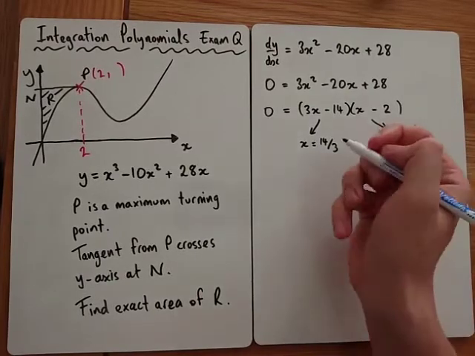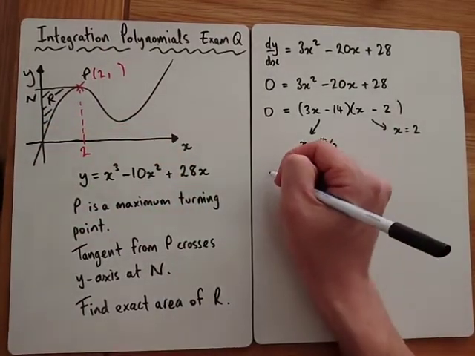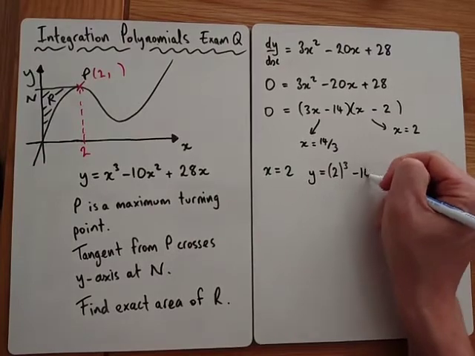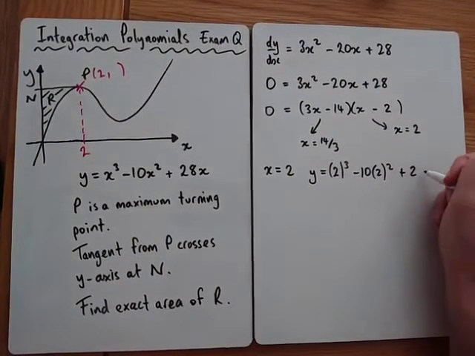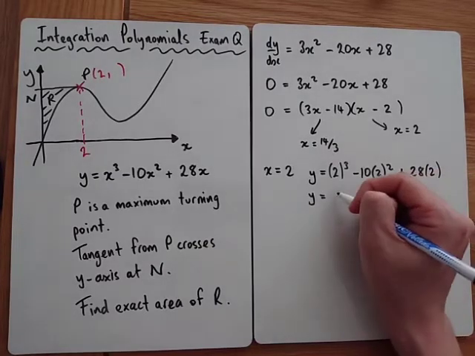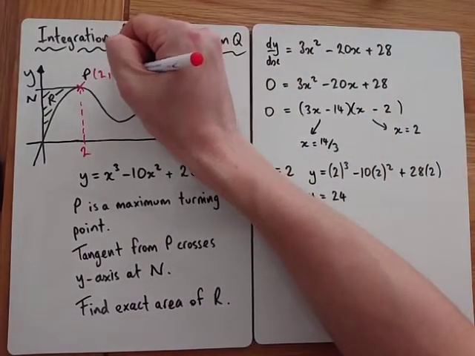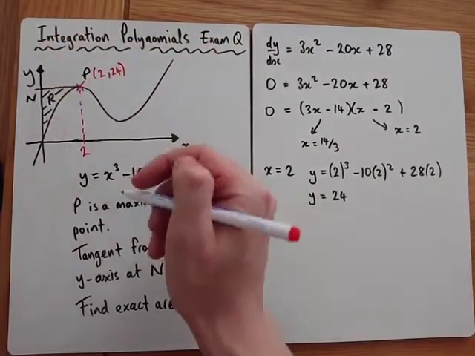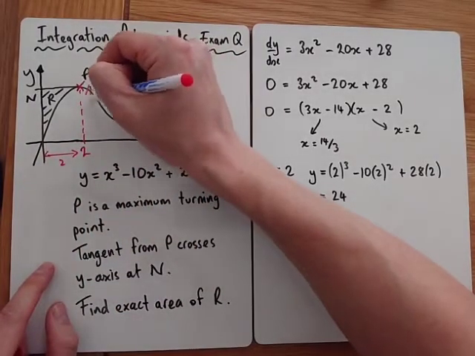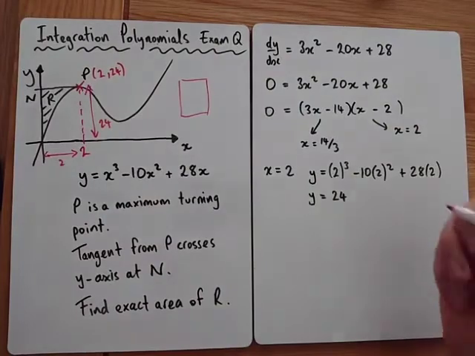Let's quickly get the y coordinate, so we can figure out this line here, because the horizontal line is a y equals line, isn't it? So if x equals 2, y would equal 2 cubed minus 10 times 2 squared plus 28 times 2. Use your calculator if you need to. That's going to give us a y value of 24. So we've got the coordinate (2, 24). Looking at this rectangle here, the base is 2 and the height is 24. So the overall area for that shape is going to be 48.